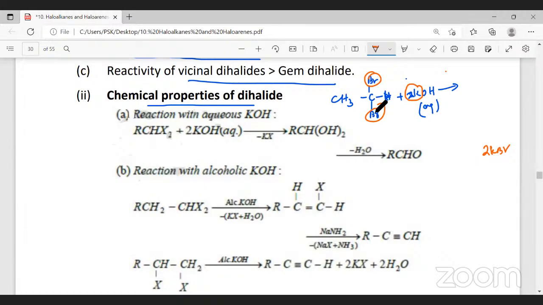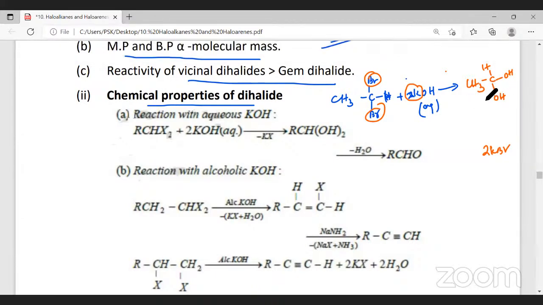In place of these 2 bromine, 2 OH groups go. When I say 2 OH groups go, you get CH3, C, and in place of the bromines you write OH. I will rearrange: I will write H here, OH here, and here also OH. Now, if a carbon contains 2 OH groups, it will be highly unstable.